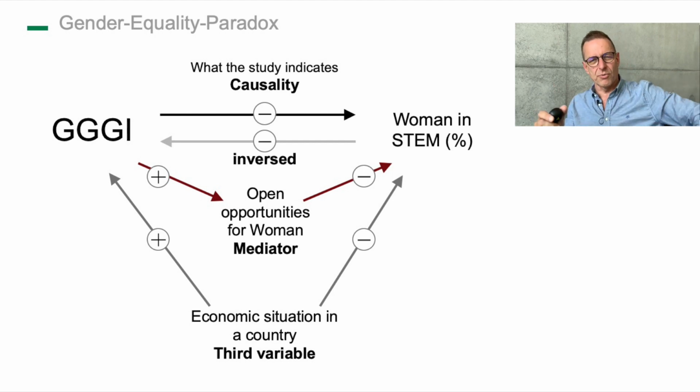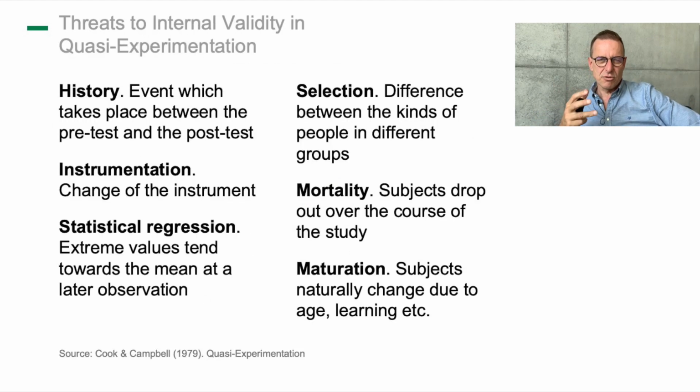And I would like to go through this. Here we talk about history. Maybe there are some things that happen between the first measurement and the second measurement. We got instrumentation, that might change. I'm going to show you some examples in a minute.